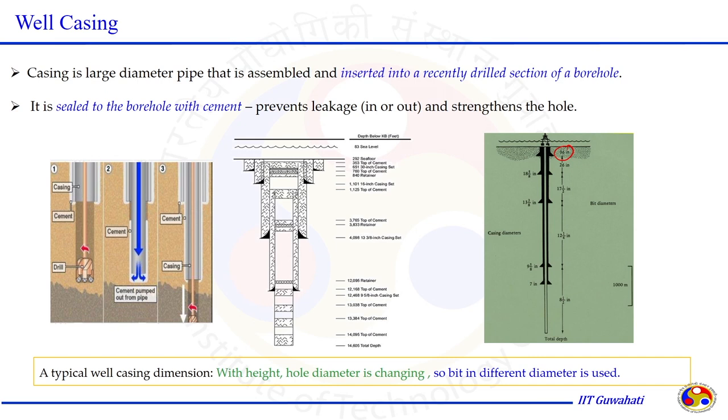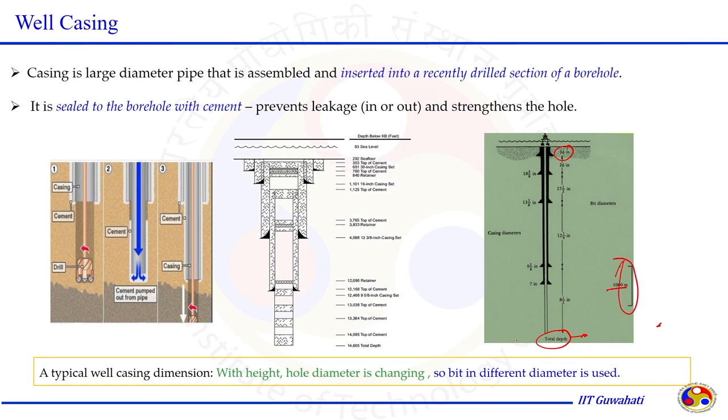At the top, it may be up to 36 inches, while at the bottom, it is up to 7 inches. So the diameter is reduced to reduce the cost, and the drilling operation is also done. At the top, it is a large size hole, and slowly the diameter of the holes is reduced to reach a very deep position underneath the surface to produce the fluid. On the scale, if you see here, up to this is 1000 meters.